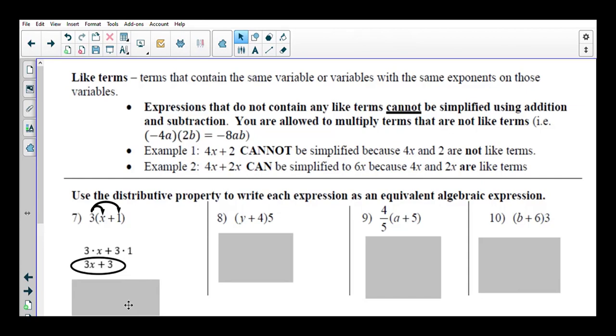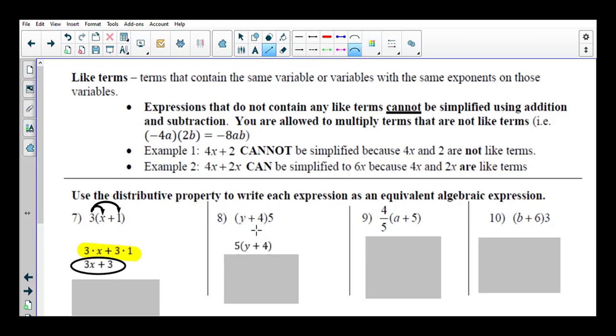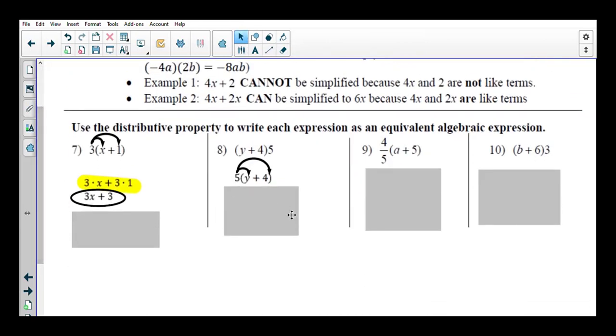Now, I hope that you get to the point where you can skip the step I'm going to highlight in yellow, where you don't even need to show this, and you can just look at this expression and say, oh, that's 3x plus 3. You will get there. It might take some time. In number 8, I'm going to rewrite this with the 5 in front of the parentheses like this, and then I'm going to distribute the 5 into the parentheses. I'm going to take 5 times y plus 5 times 4. So it's going to look like this. Let me slide this up a little bit. So we're going to have 5 times y plus 5 times 4. Final answer, 5y plus 20.